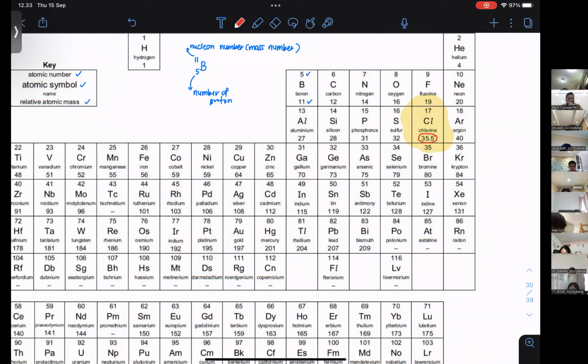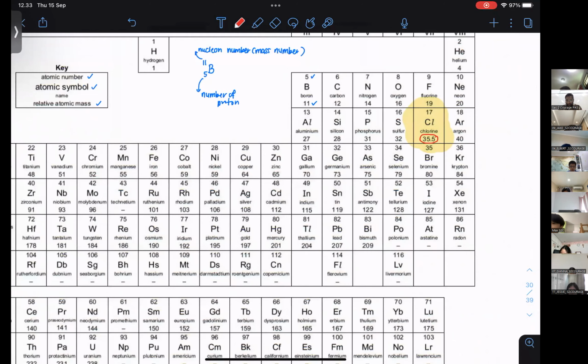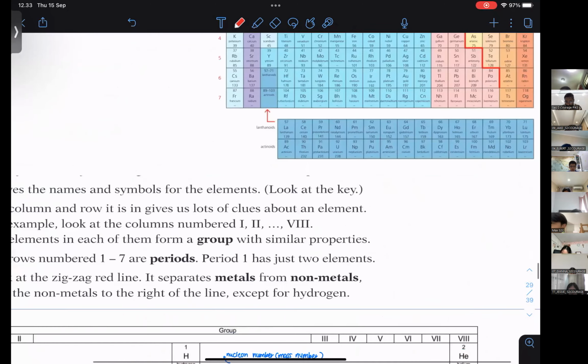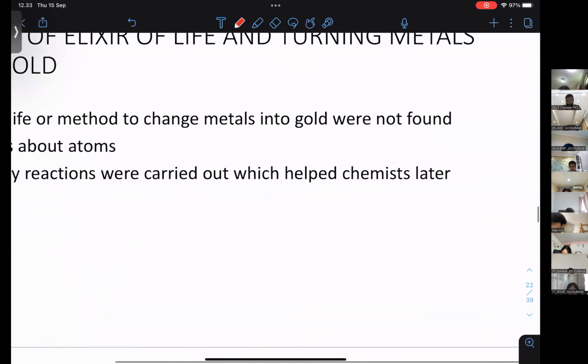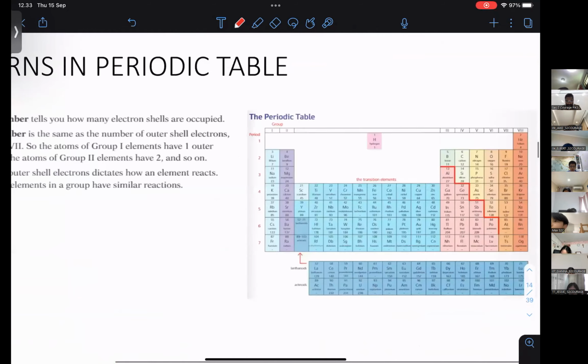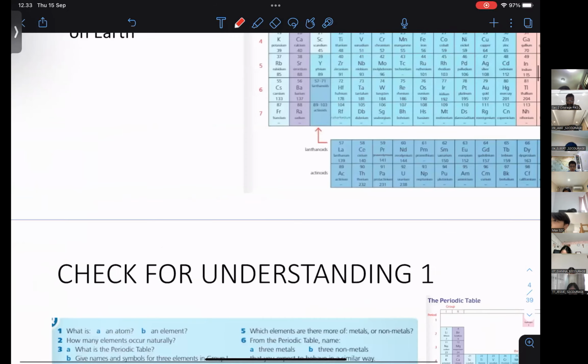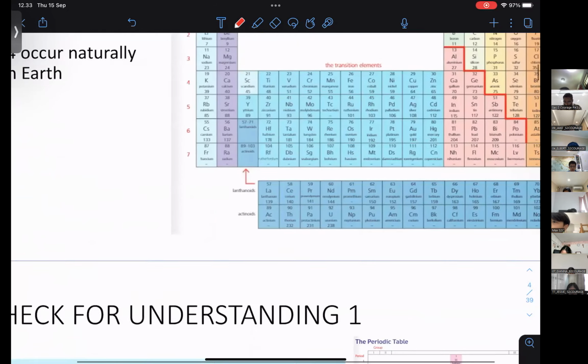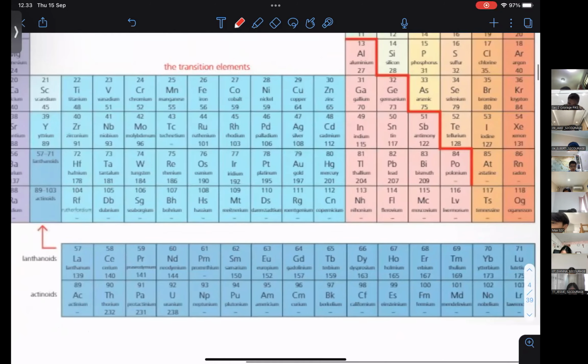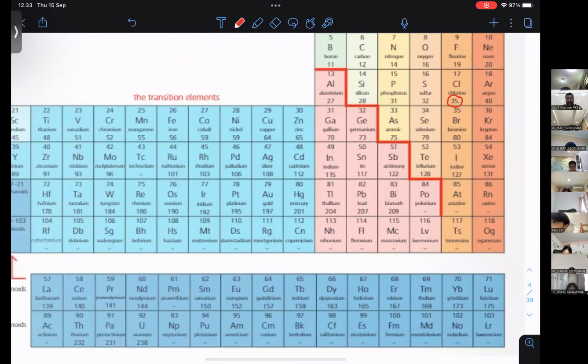So if you look at your periodic table, let's see whether it's the same or not. Can you see here? It's written 35 only. So maybe there is a typo error or what? I'm not sure. But it should be 35.5.